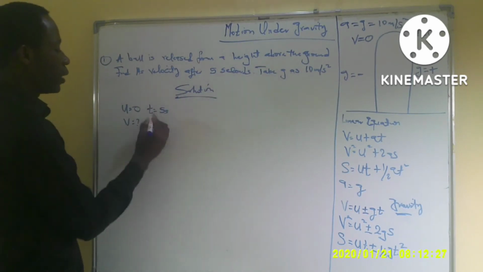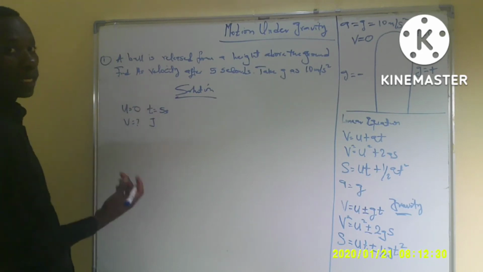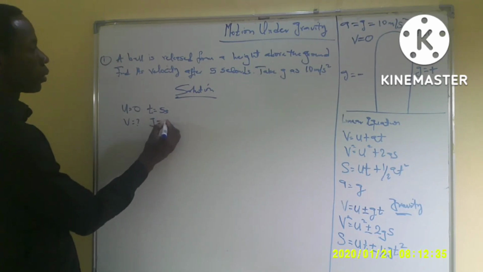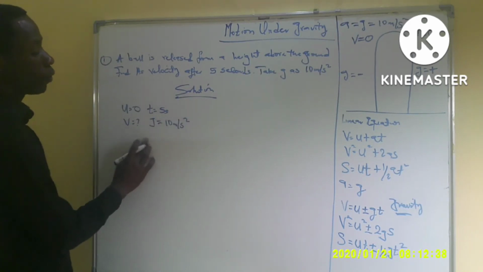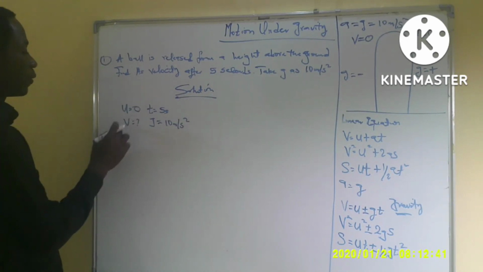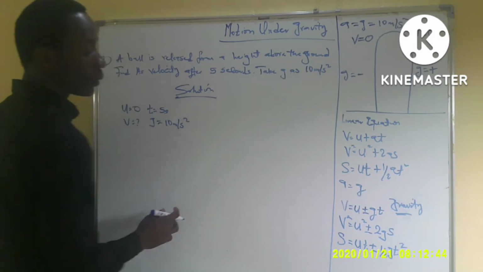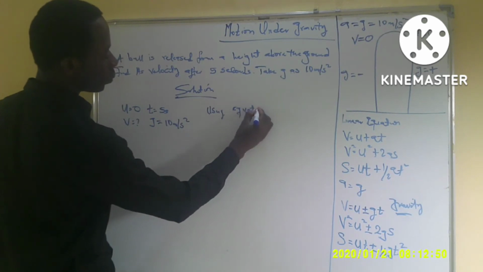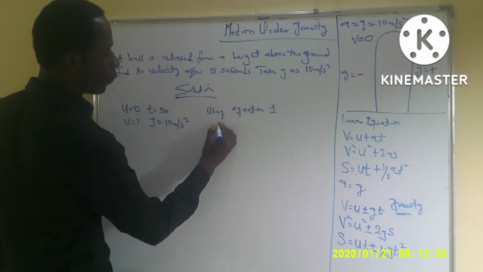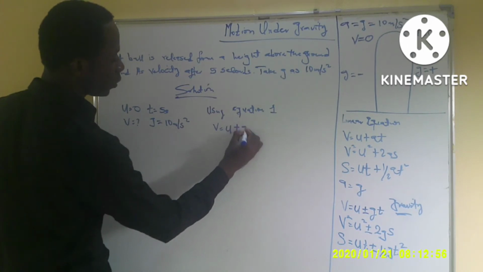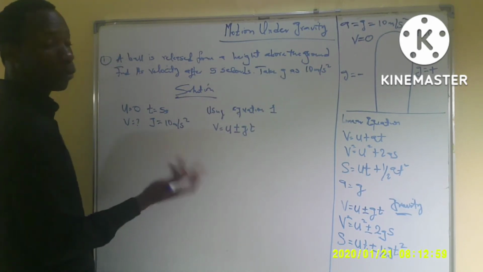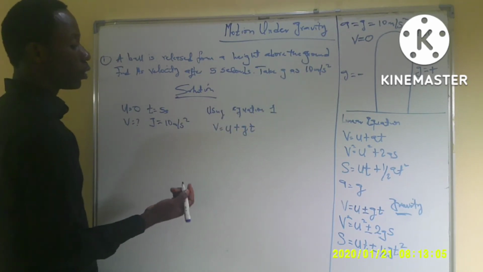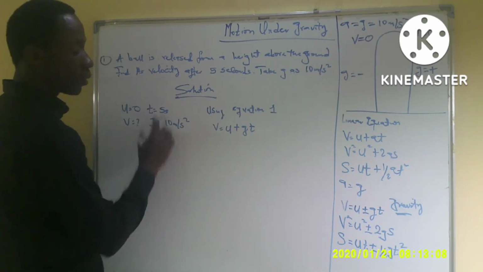Now they give us gravity, g. Will this be positive or negative? Of course it will be positive, because it's going downward. So g is equal to 10 meters per second squared. Which of the equations do we use here? We have the u, we have the t, we have the v, we have the g. Equation 1 is perfect. Using equation 1, v is equal to u plus or minus gt. Now we don't have minus because it's not going up. Because it's going downward, it's positive. It's not going to be negative. So our g is positive because it's coming downward.